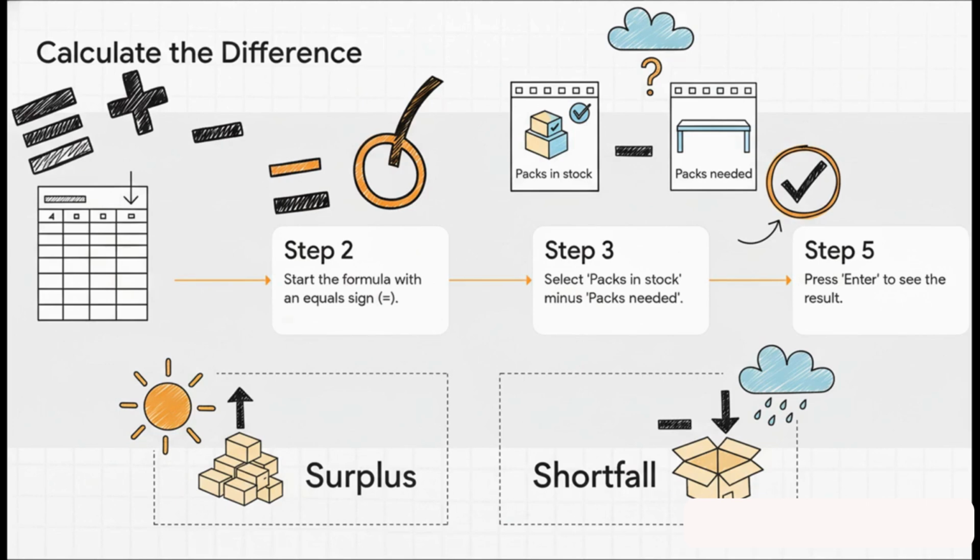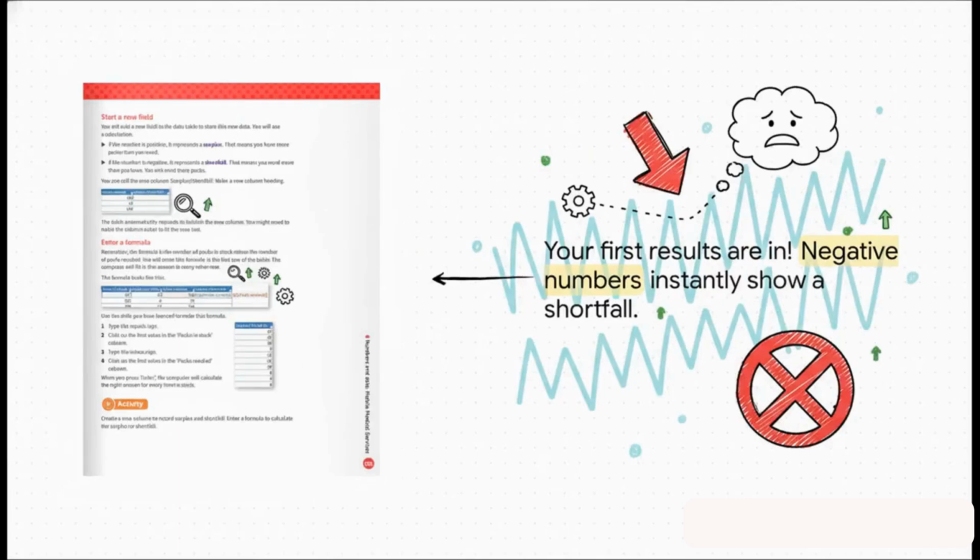If the number is positive, great, that's a surplus. But if it's negative, well, that's a big problem. That's a shortfall. And boom, just like that, the spreadsheet does the math in a split second. And you can see it right away, a -12 next to triangular bandages. That's our shortfall. We are 12 packs short. This is exactly the kind of critical intel the director is waiting for.